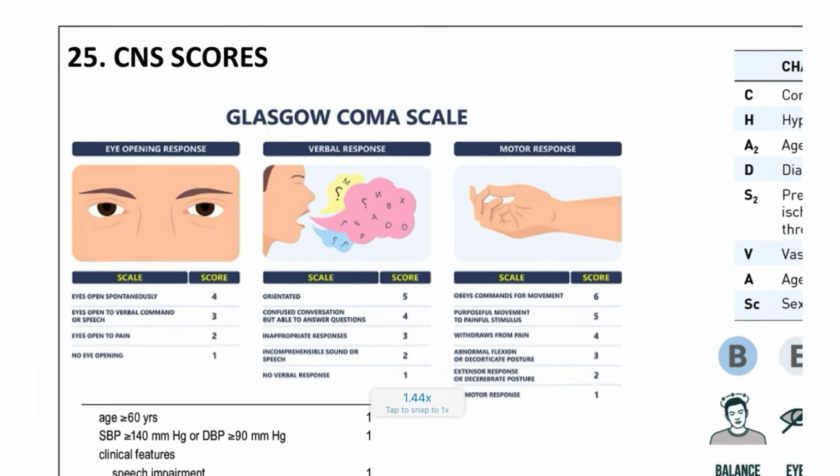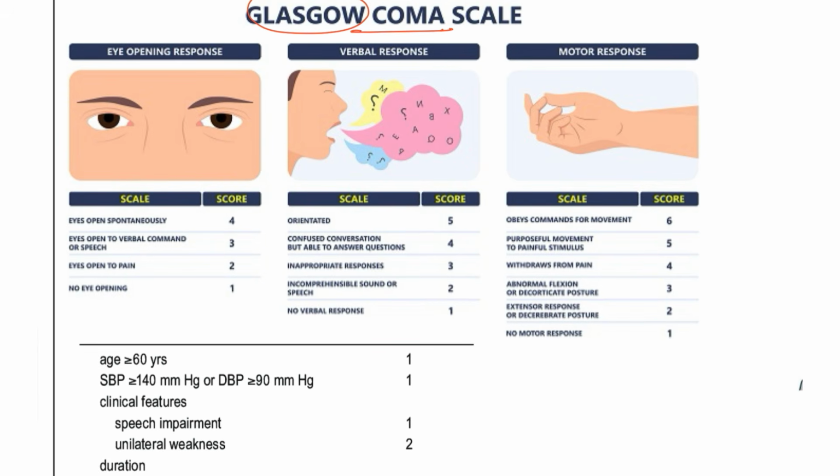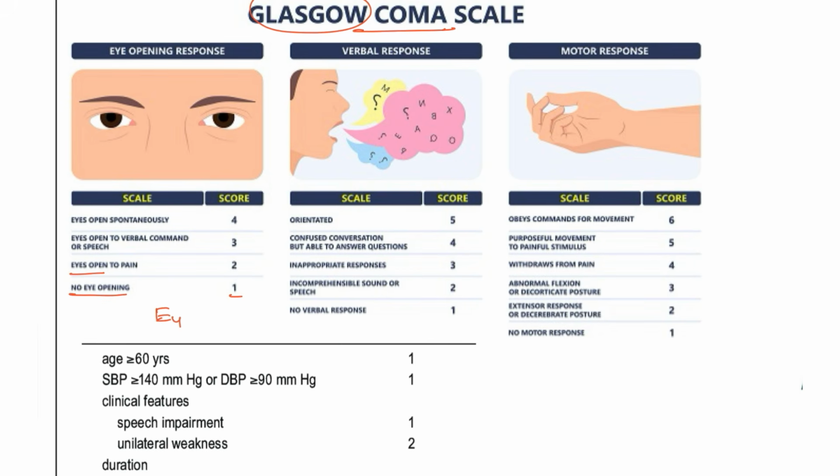Next, different types of the CNS scores. First one is the Glasgow Coma Scale, which can be asked first for the eye. I have the E4, right? In the E4, no opening is a 1. Eyes open just to the pain is 2. Eyes open to the speech and the verbal is 3. Eyes open spontaneously is the 4. Okay? Eyes open spontaneously, 4.